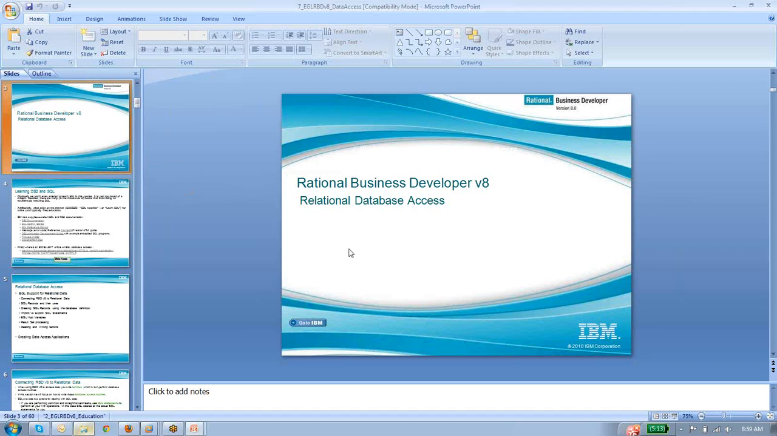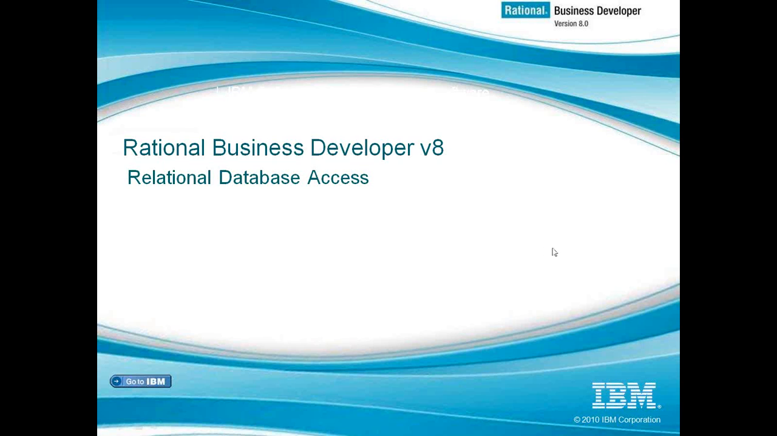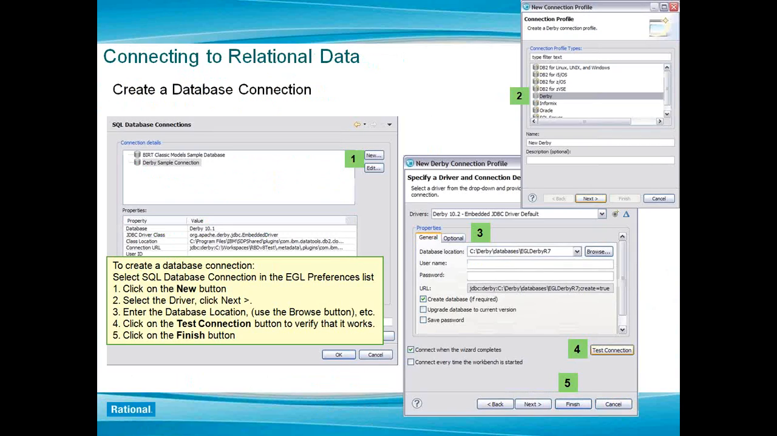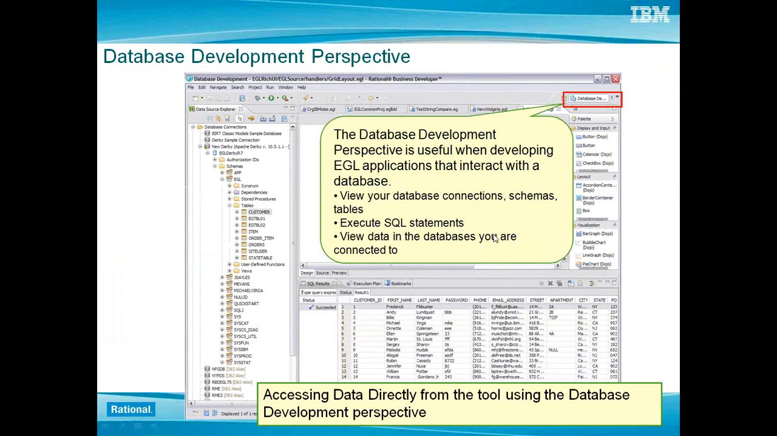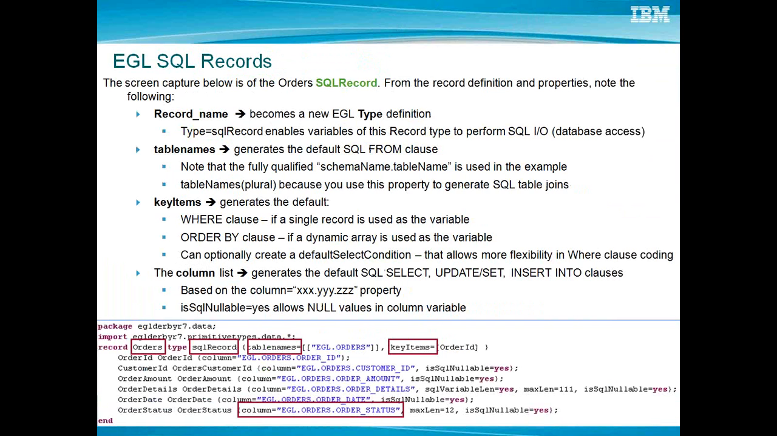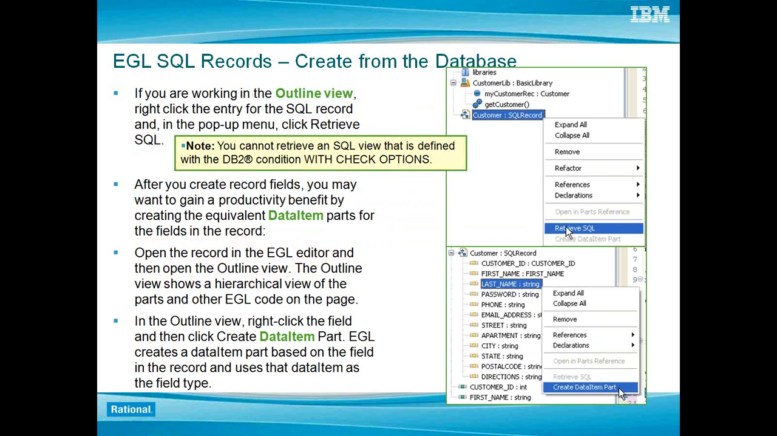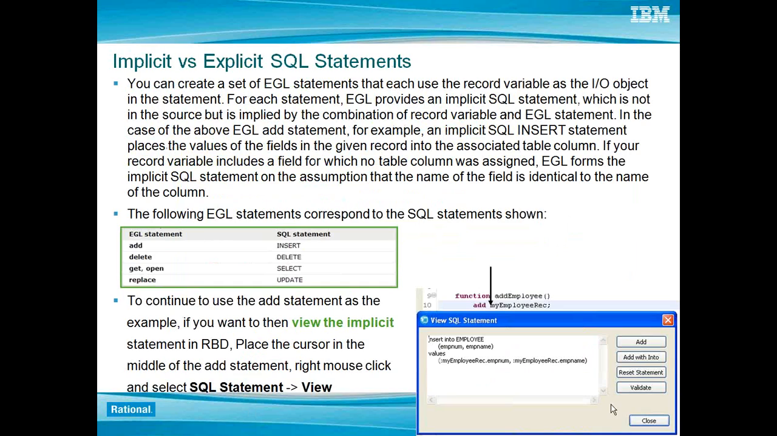Yesterday we were talking about how to create a database connection in EGL and how to call a database inside of our EGL applications. We saw the data connection wizard. We created a database connection with a Derby database, and we also explored the database perspective. This is the database perspective that we talked about yesterday. Today we will go into more detail on how to call a database in our application.